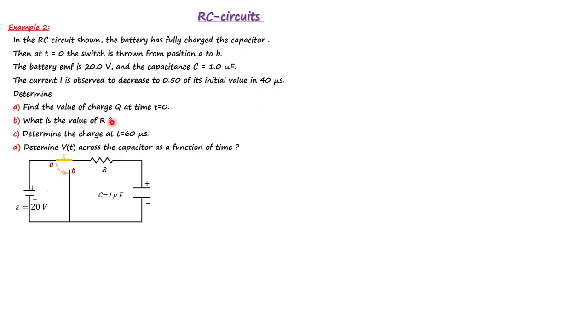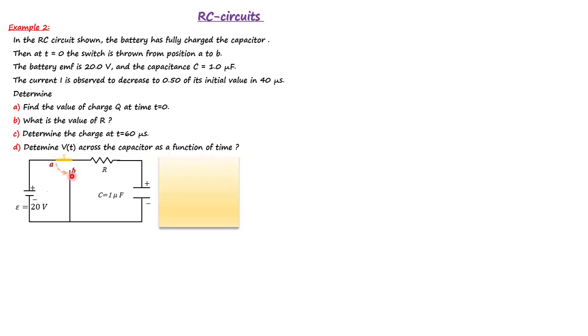Then we're going to find the value of charge at time t equal to 0. So this is the maximum charge actually. Then we're going to find the value of R, the resistor. And also we're going to determine the charge at time t equals 60 microseconds. And finally, we're going to determine the potential across the capacitor as a function of time.